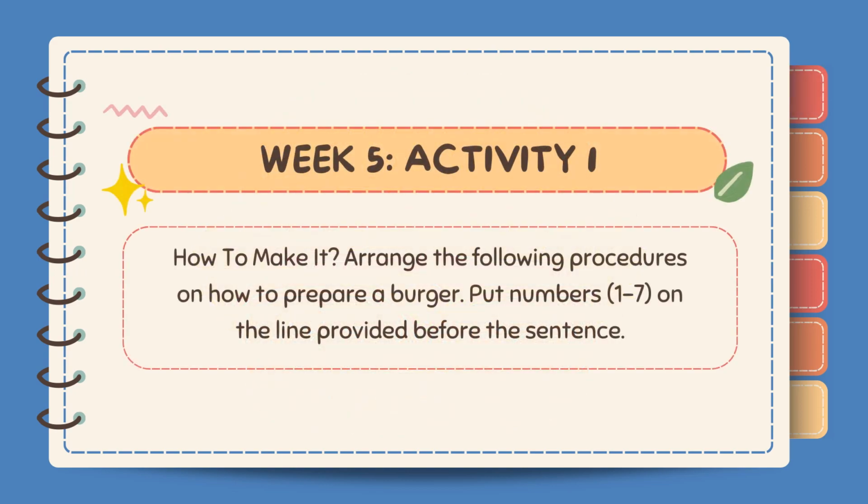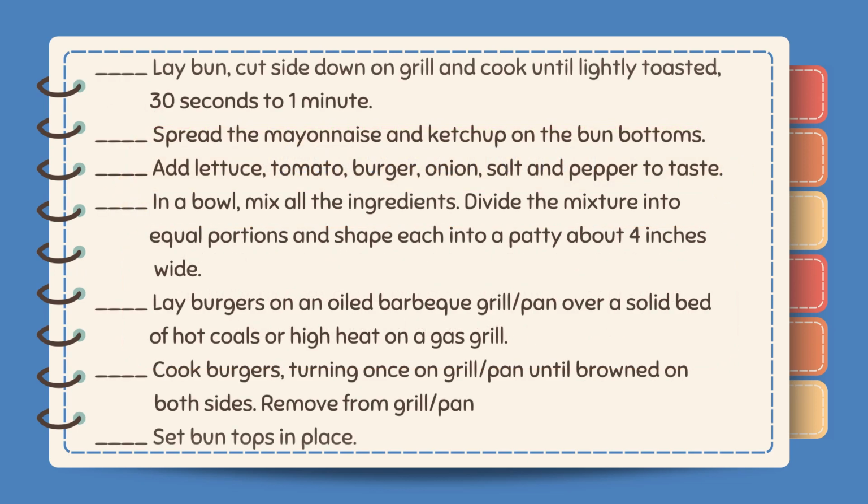For your first activity, you are going to arrange the following procedures on how to prepare a burger. Put numbers 1 to 7 on the line provided before the sentence. Copy and answer. You may pause the video or look on your module to answer Week 5, Activity 1.